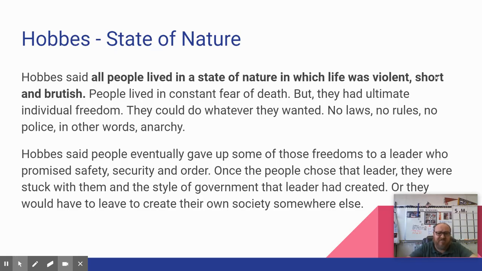Well, Hobbes said eventually people would give up some of those freedoms to a leader who promised safety, security, and order. Once the people chose that leader, though, they were stuck with that leader and that style of government that leader created. If they didn't like it anymore, they would have to leave that society and go somewhere else and do something else. That was their only choice.